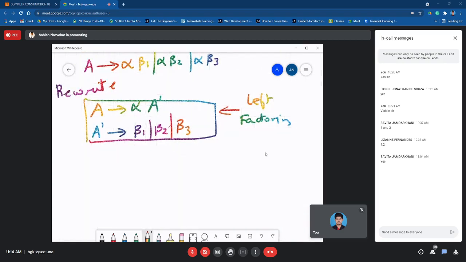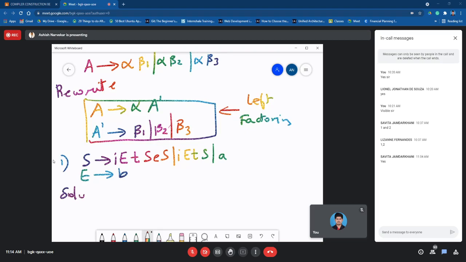So we'll take up a problem, for left factoring the given grammars. Suppose we take a production as S derives i E t S e S, or i E t S, or a. And E is defined as E derives b. In this case, we need to see what the solution is.